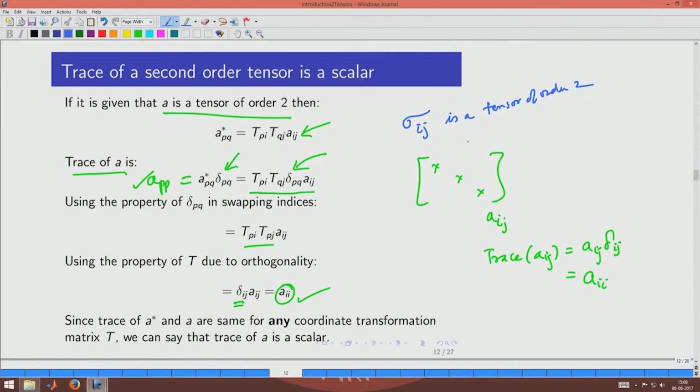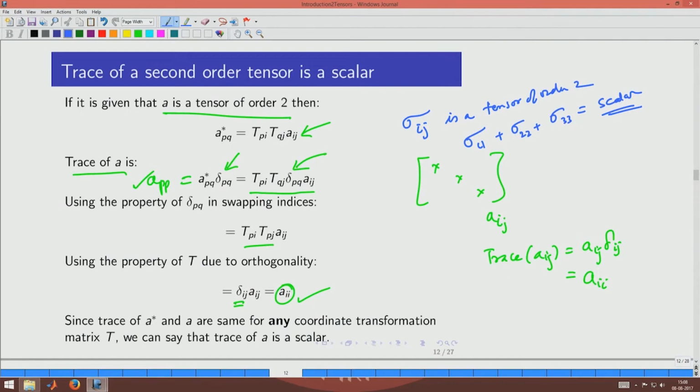What it implies is that sigma 11 plus sigma 22 plus sigma 33 is the trace, and this is a scalar, which means that whenever you rotate the coordinate system, the different values of the stresses will change, but the sum of the diagonal elements will not change. Okay. So, this is a property that we have brought out.